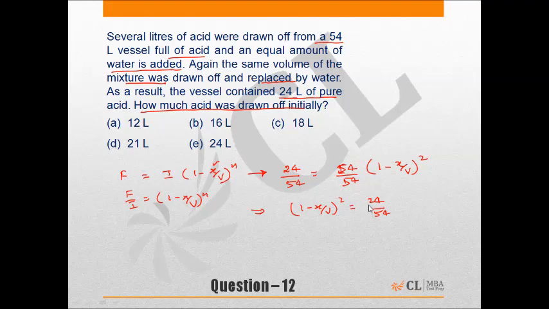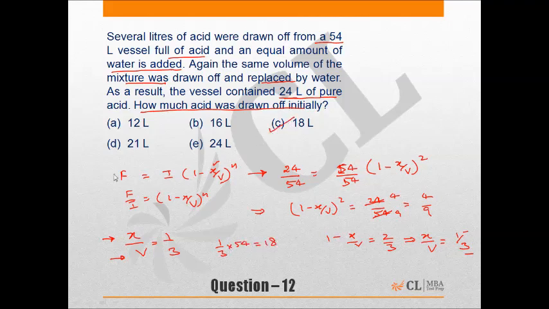So 6 4s are 24, 6 9s are 54, which is 4 by 9. So 1 minus x upon v is equal to 2 by 3, which implies x upon v is equal to 1 by 3. How much acid was drawn off initially? Out of every 3 liters, 1 liter has been drawn. We get x upon v equal to 1 by 3. So out of every 3 liters of the volume of the mixture, 1 has been withdrawn. So 1/3 of 54 should be the answer. 1/3 of 54, which is 18 liters, is the answer.